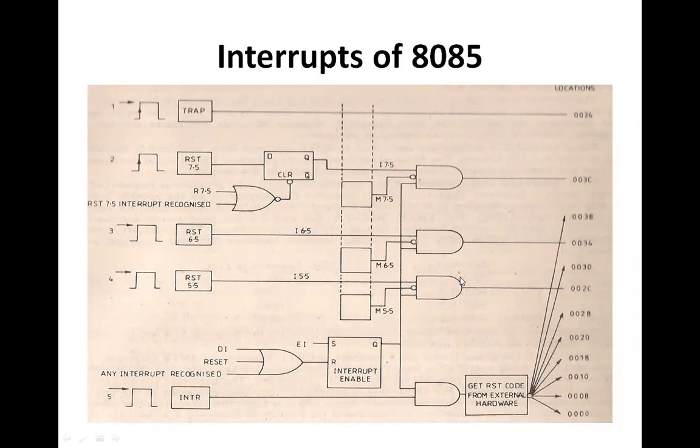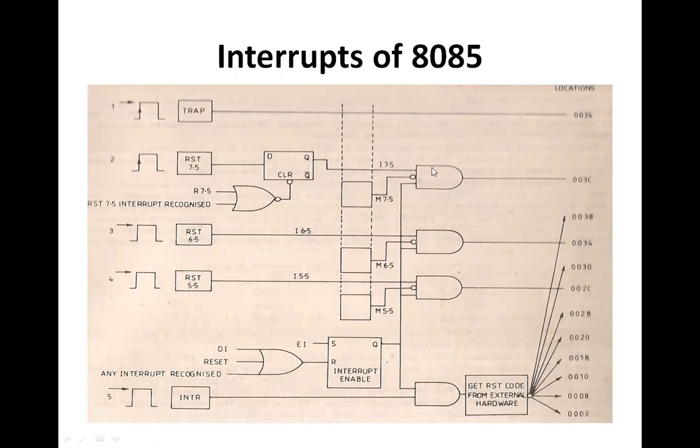Similarly, this AND gate will give the output high when all these three inputs are high. How are these three inputs high? It means RST 5.5 is enabled, the interrupt enable flip-flop is enabled, and the masking is 0. If the mask bit is 0, it means here it will be 1. So 1, 1, 1 will give the output 1. Then only this location will be fetched and executed. Similarly for 6.5, it should not be masked, so it will be 0, which means here it will be 1. The RST 6.5 line should be high, as well as the interrupt enable flip-flop.